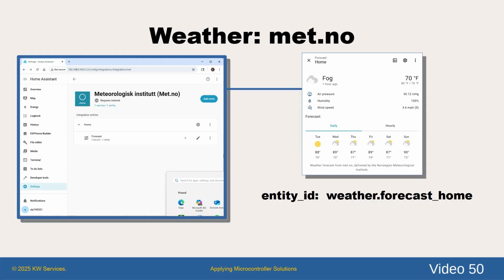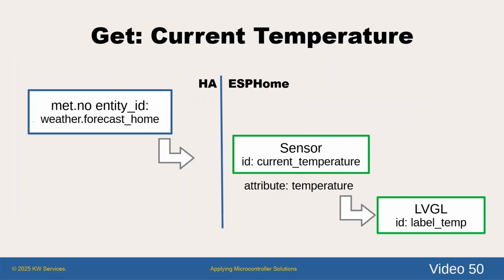A new Home Assistant system has a default weather device and entity. You can click on it and get the current temperature and conditions, as well as both a 3-item daily and hourly forecast. The entity ID is weather.forecast_home. We can get the current temperature and current conditions on our ESPHome device as a sensor by specifying an attribute like temperature. Then we can update the text of a label with the value. So easy, right? Now we just need to get the forecast data.